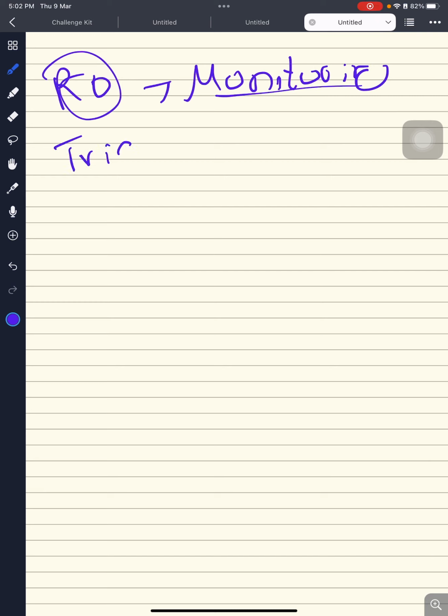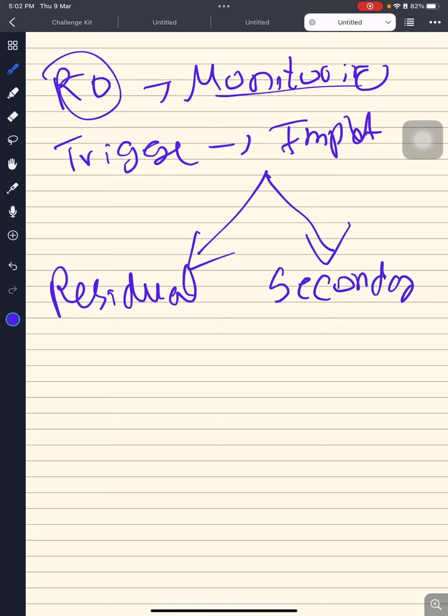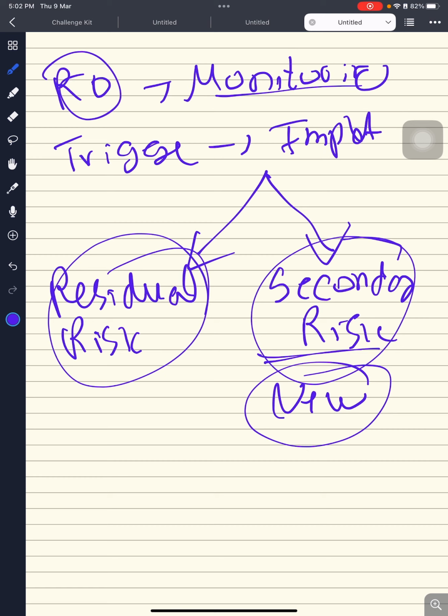So let's say the risk owner is monitoring a risk. Trigger occurs. He implements the response. There are two options. Either you are left with residual risk or another risk occurs because of that, a secondary risk. Both of these are risks. They are identified, put into the risk register and treated in the same way. Secondary risk is a kind of a new risk. You put it in the risk register and treat it. Residual risk is in that way. I hope that makes sense to you.